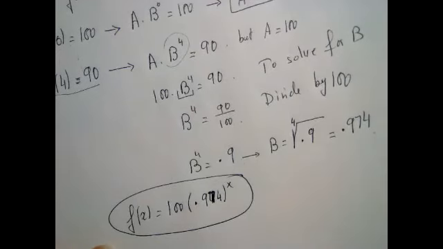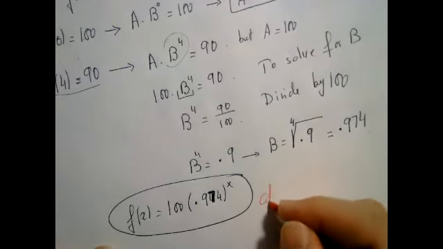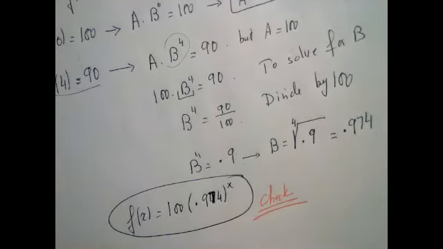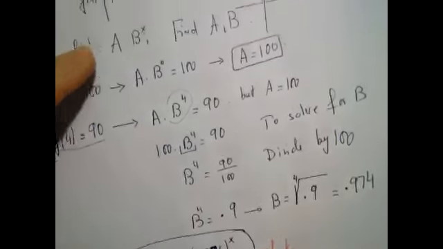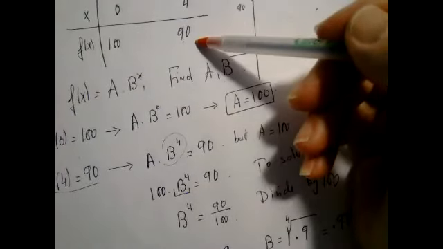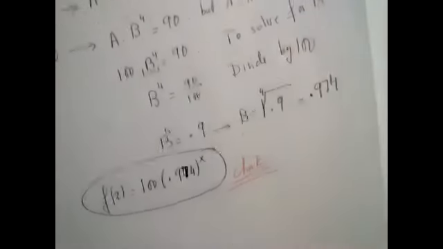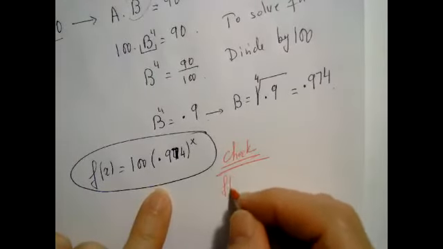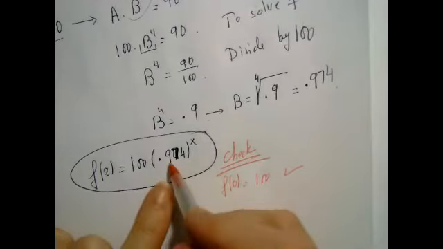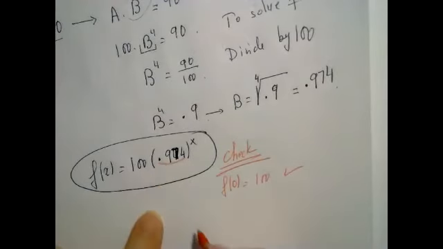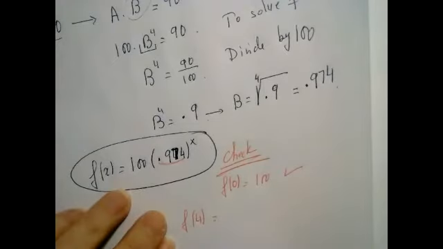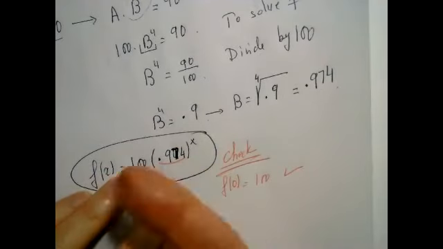Now let me check if my answer is correct. What do I mean by check? This is an exponential because it has the form a times b to the x. Check, it means this function I found, does it take 0 to 100? And does it take 4 to 90? I mean, does it really fit the data that I want? F of 0 is 100. That's the easy part. Now I'm checking, is my number here fine? So I'll compute f of 4. And f of 4 should give me 90 almost. And if it doesn't give me 90 using this formula, it means I'm messing up.